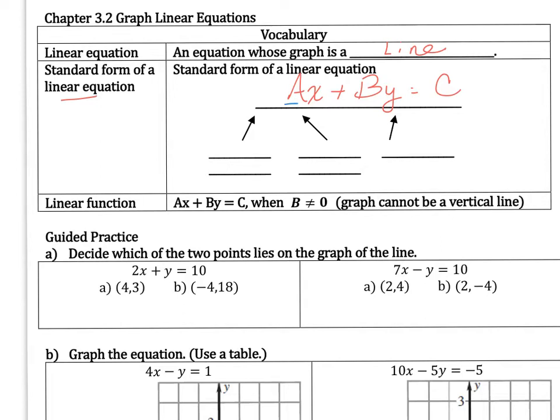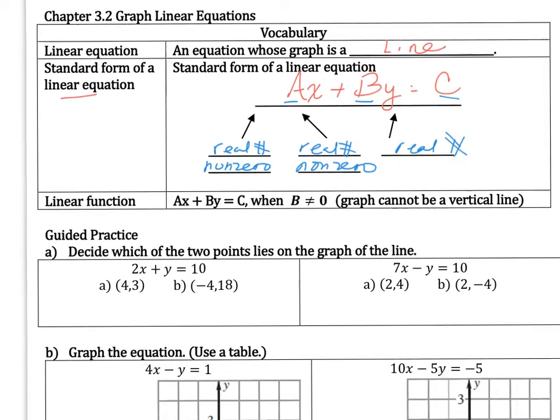The coefficient a here can be a real number but it cannot be 0. The coefficient b can also be any real number, but not 0. And the constant c can be any real number.